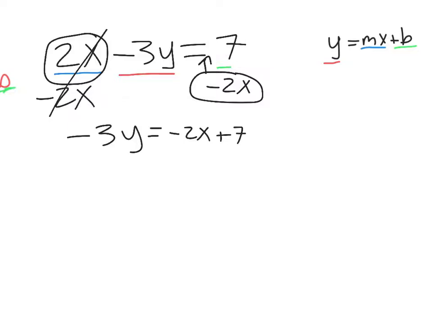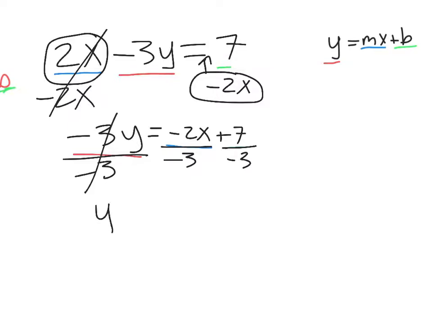Now I'm very, very close, right? I have my y in the right spot, I have my mx in the right spot, and I have my b in the right spot. The only thing I need to do is get rid of this negative 3 in front of y. And so in order to do that, I divide by negative 3 to cancel that out. But if I do something to one side, I have to do it to the other. And if it's division, I have to do it to every term.